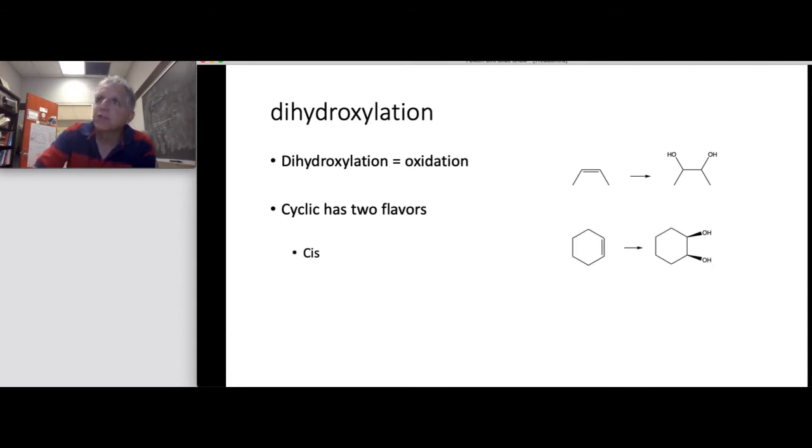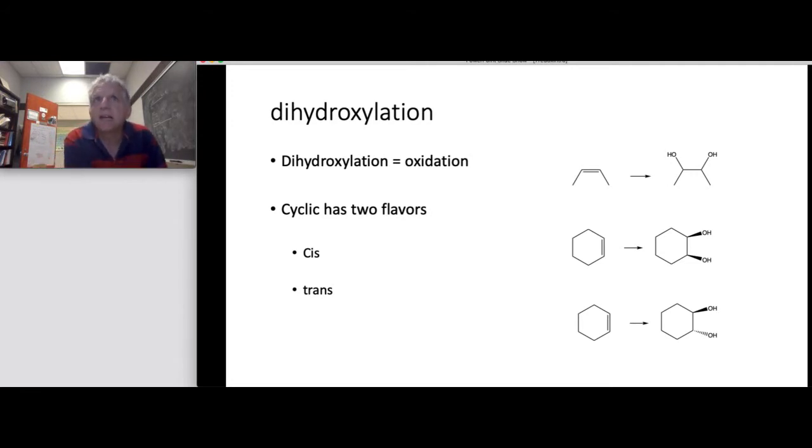There's 2 flavors to this. One is cis dihydroxylation over here. The second is trans. Okay? And these are diastereomers, so these are different compounds. And we're going to make them in 2 completely different ways. But it's nice to know that we can make both of them.